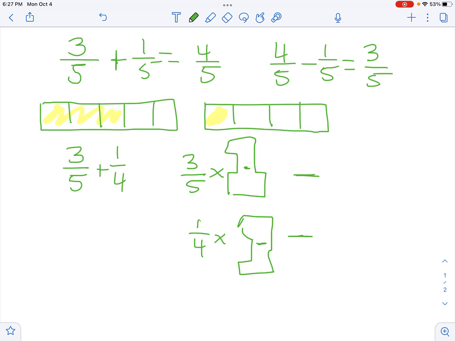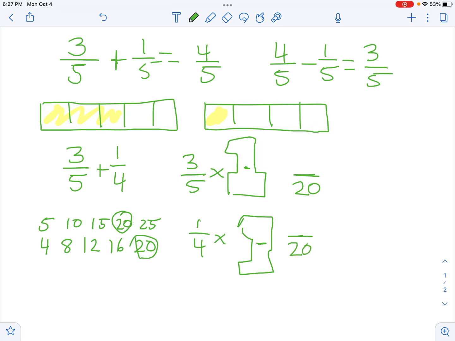Multiples of 5, I'm going to write them out: 5, 10, 15, 20, 25, maybe that's enough. Multiples of 4: 4, 8, 12, 16, 20. Aha, you see that there is the same multiple. So we can use 20 as a common multiple of both 5 and 4. Then we have to ask ourselves, what do we have to multiply 5 by to get 20? We have to multiply by 4. What do we have to multiply 4 by to get 20? We have to multiply by 5.